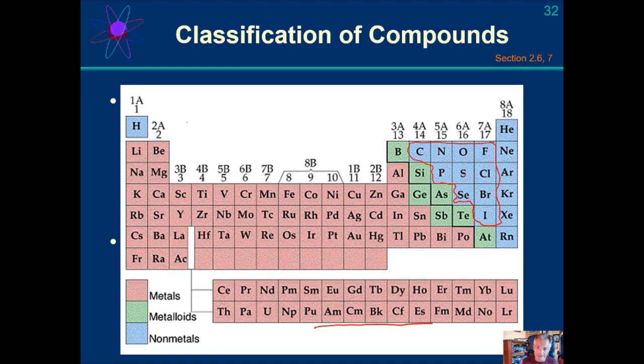However, I can take, let's say, sulfur and oxygen, and I can make sulfur dioxide. This is a molecular compound. Why is it a molecular compound? Simply because it's made up only of nonmetals. I could do the same thing with carbon, which is a nonmetal, and oxygen. This is carbon monoxide.